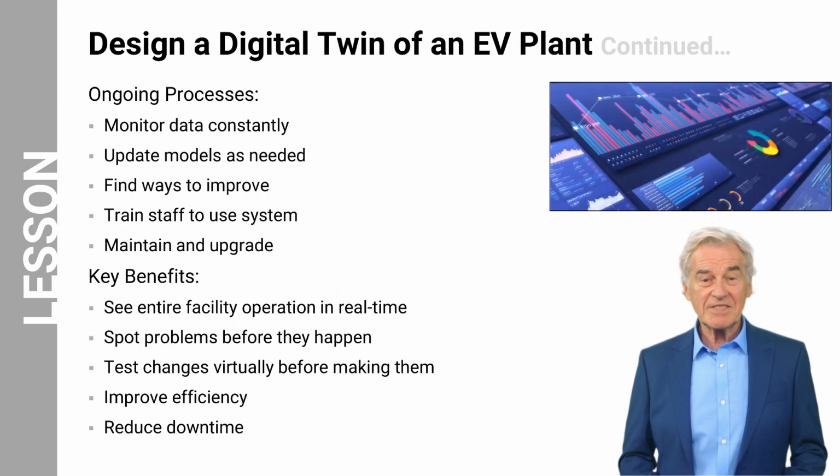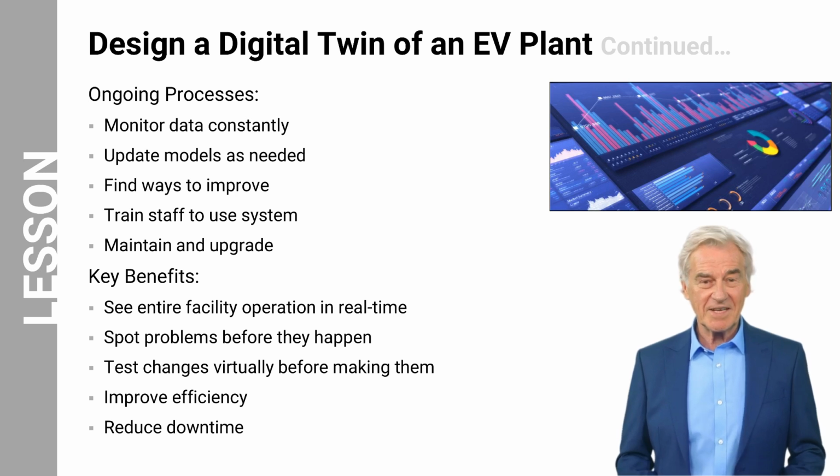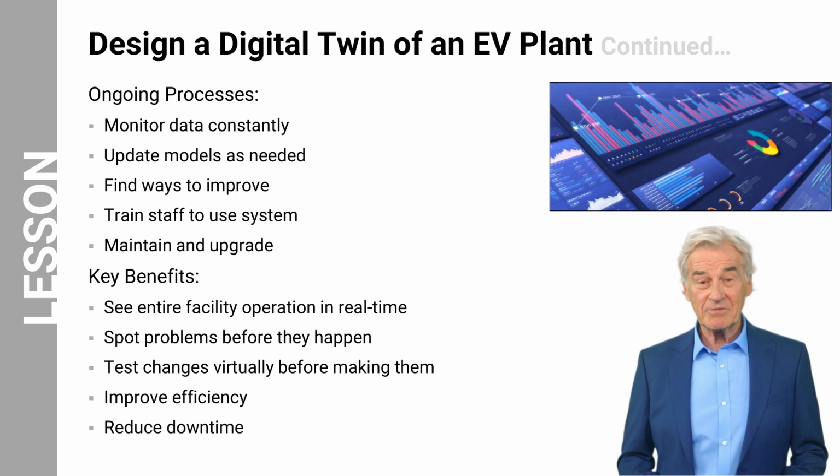Once the digital twin is operational, several ongoing processes ensure its effectiveness and value. The system requires constant data monitoring, regular model updates, continuous improvement identification, staff training, and systematic maintenance and upgrades. These efforts deliver significant benefits to the facility. Operators can observe entire facility operations in real time, predict and prevent potential issues before they occur, safely test modifications in the virtual environment before implementing them physically, improve overall operational efficiency, and minimize production downtime.